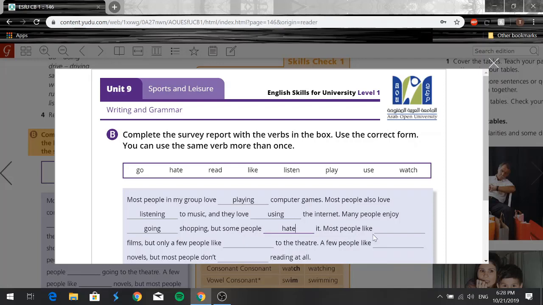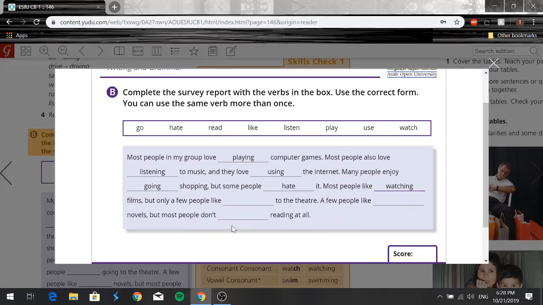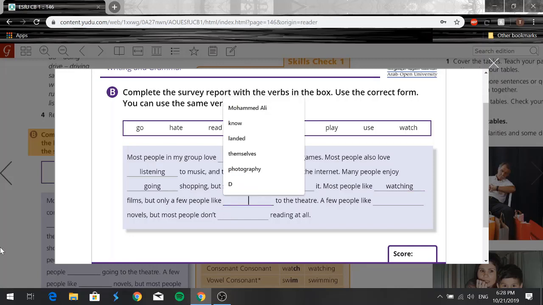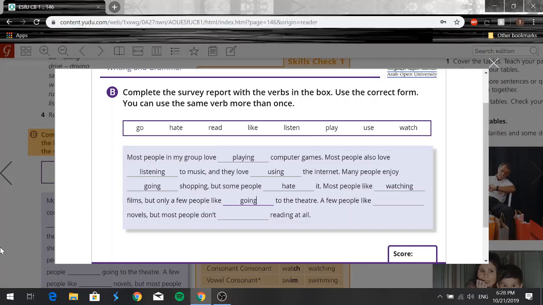Most people like dash films. We'll say most people like, we're going to use watch and add ing. So most people like watching films. But only a few people dash going to the theater. So we'll say, but only a few people like going to the theater. Okay, so we're going to use going twice, which is fine, by the way. You can use the same verb more than once.